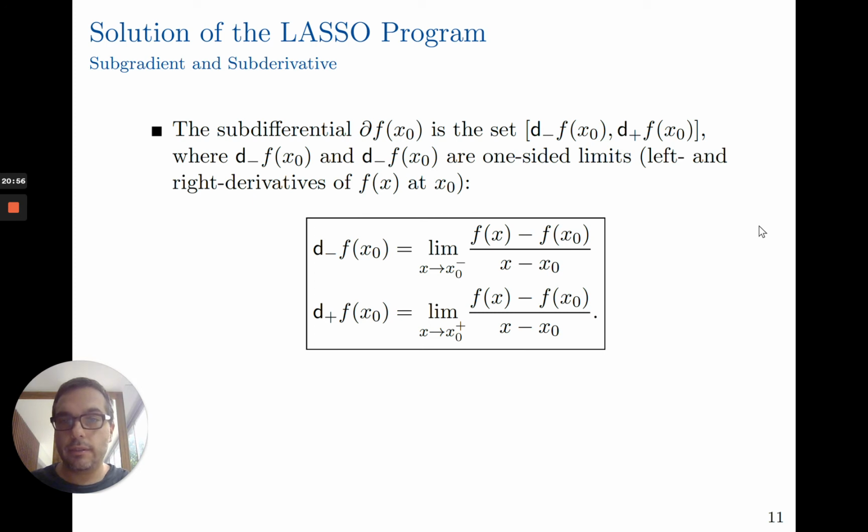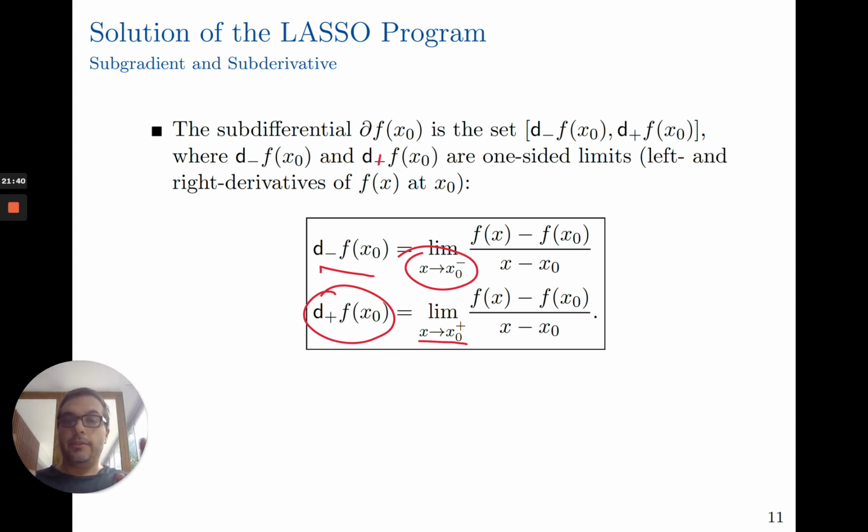So here is D plus. D minus is the left limit. So here we are looking at D minus, the left limit of f of x minus f of x naught divided by x minus x naught, where D plus is the right limit of the same function. So we are looking at the limit coming from both sides.